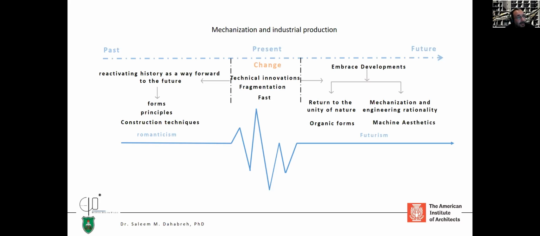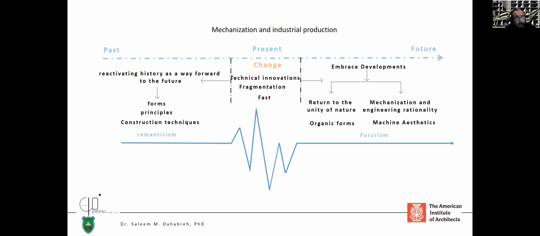They either reactivate history as a way forward to the future. They consult their history, either in forms, in principles, or in construction techniques. Any book about the history of architecture would label these as romanticism, going back in order to find a solution to stabilize what has been destabilized.